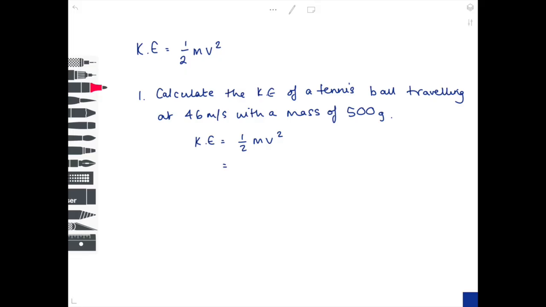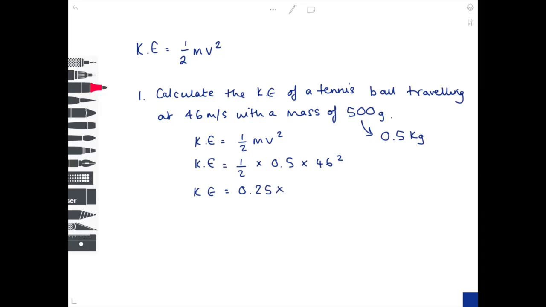Be careful with your units, because 500 grams isn't in kilograms, so I'm going to put that into kilograms. So remember, 500 grams is 0.5 kilograms. So start substituting in your values. So it's half times 0.5 times 46 squared. So start to simplify. So half of 0.5 is obviously 0.25.